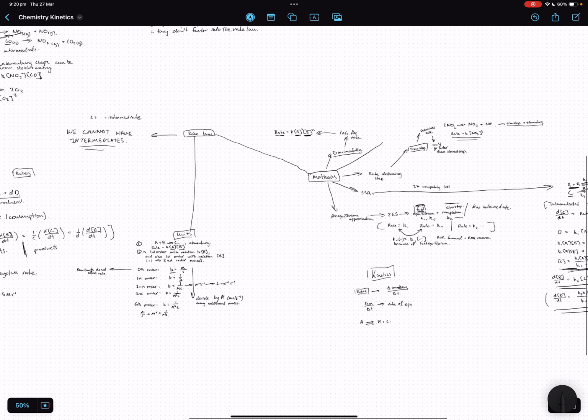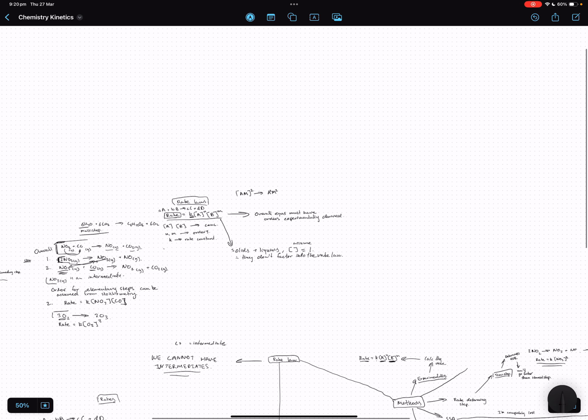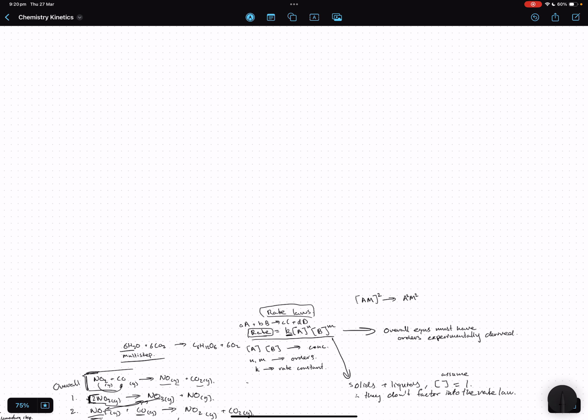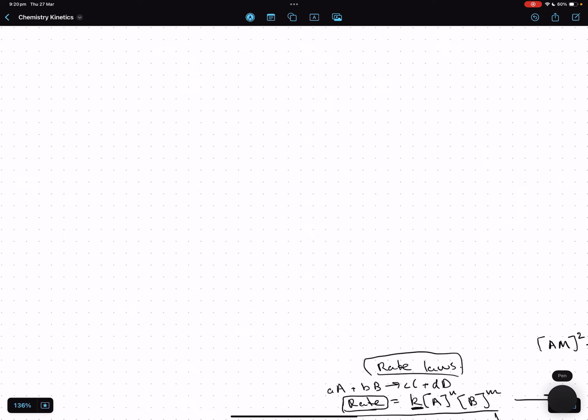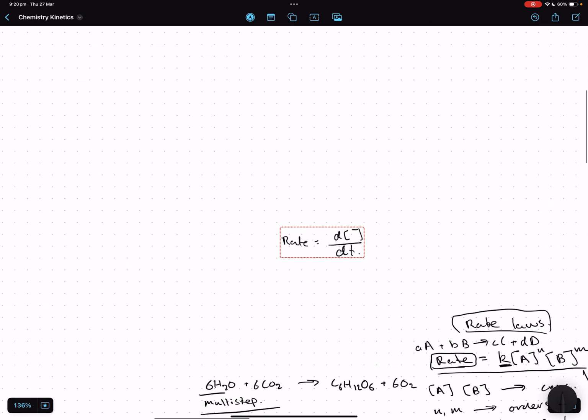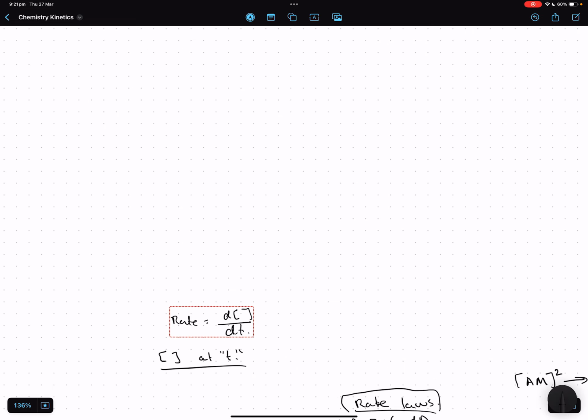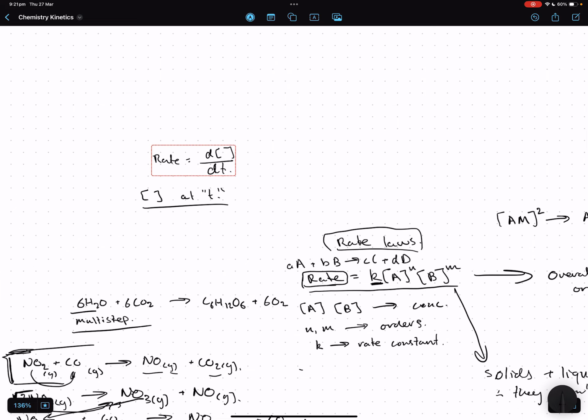equations. Now there's one more thing that I need to cover. So you see rate. Rate is equal to the derivative of concentration over time, right? So if we integrate this rate, then we have an equation for concentration at time t. There are certain integrated rate equations, and there are different ways to do it. There's a method to derive all these.